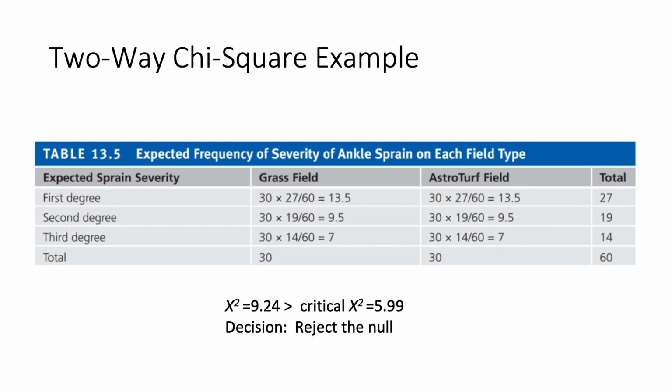The x squared value results in 9.24, while the critical x squared value is 5.99. Therefore, since 9.24 is greater than 5.99, you reject the null hypothesis and conclude that the observed degree of sprain differs between grass and AstroTurf.